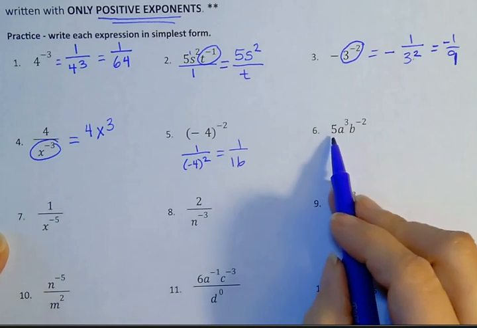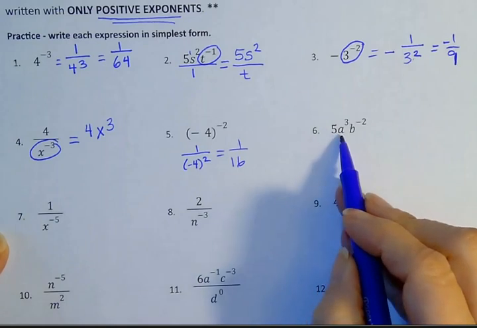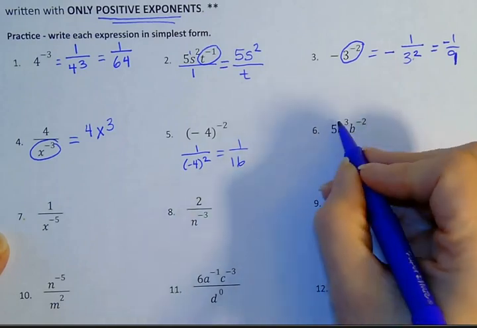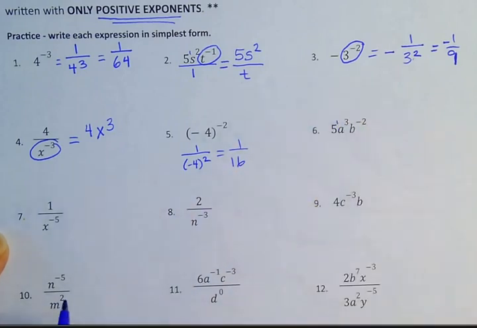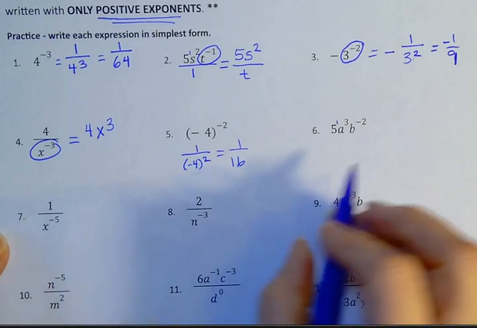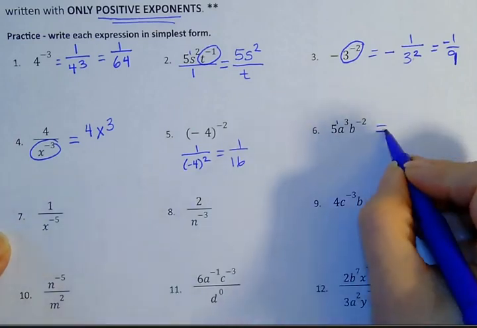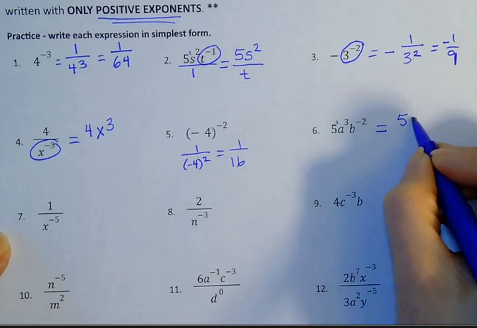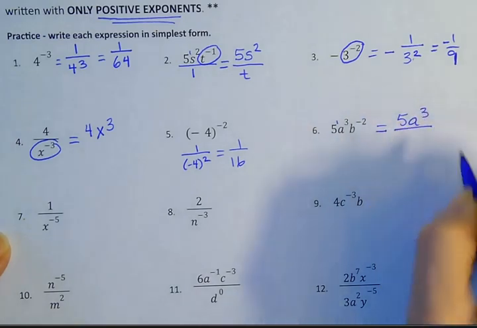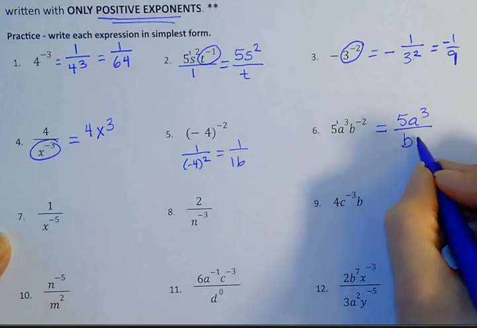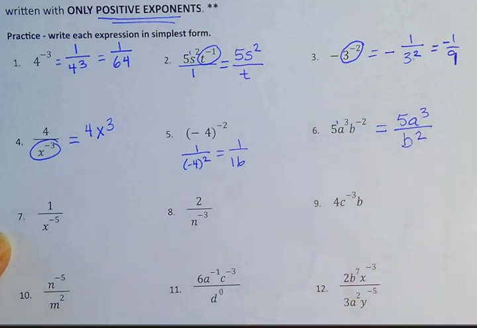Okay, here I have 5 times a to the 3rd times b to the -2. 5 has an exponent that's positive, right? It's a positive 1, it's just invisible. A has a +3, so 5 and a to the 3rd don't need to move. They are perfectly happy where they are. So we're going to keep them in the numerator, 5a to the 3rd, and b to the -2. I'm going to put that in the denominator and make it b squared.